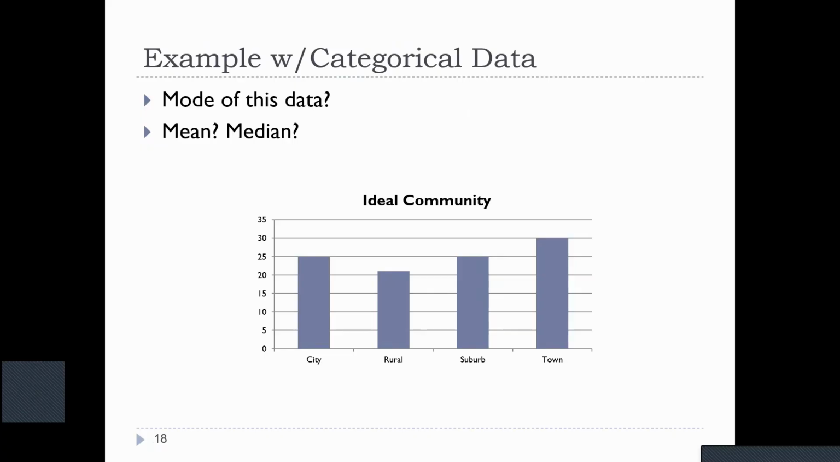But if we go back to our ideal community data, the mode of this data is town, right? It occurs the most frequently of all these four categories. And that is interesting. Now, if you're trying to get a mean or median of this, you could not do that because this is not numeric data. So the only way that you might describe central tendency for this categorical is with mode.